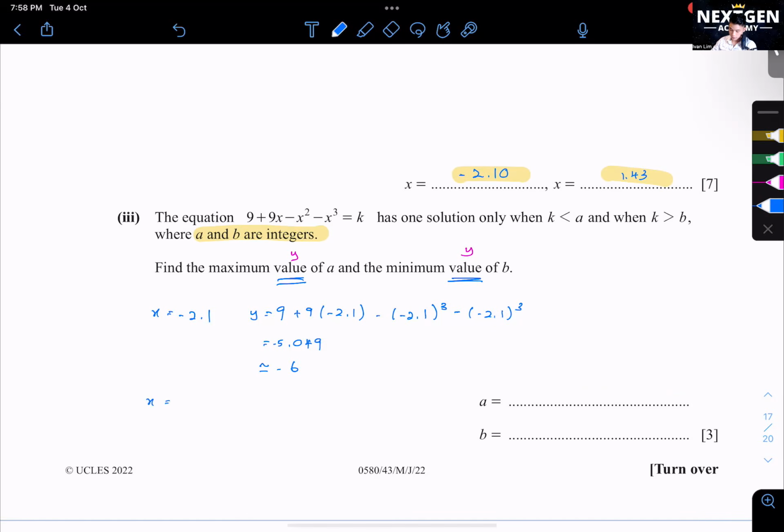Then x is equal to 1.43. You sub in x is 1.43. So 9 plus 9 times 1.43 minus 1.43. Sorry, this one was square. Square minus 1.43 cube. This will be equal to 16.9. Then k is bigger than this, so this will be 17. Therefore, your a will be negative 6 and this one will be 17.